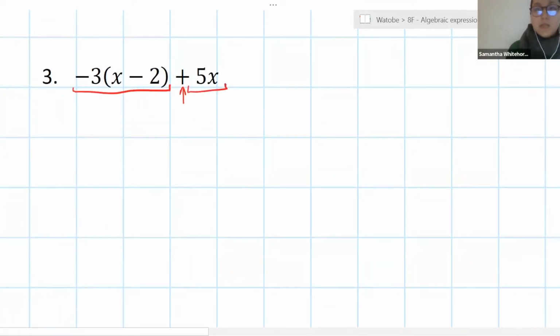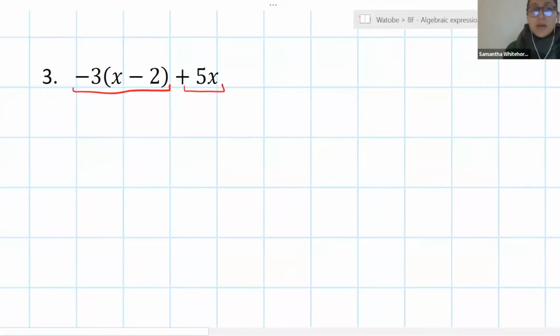Now I'm saying multiplication because remember, when we've got a number in front of a bracket, there's actually a multiplication happening there. I would have to distribute into my bracket, which we'll do in a second. But multiplication does not separate terms. It's only pluses and minuses. So that's how I know that this expression has 2 terms, which I've underlined there.